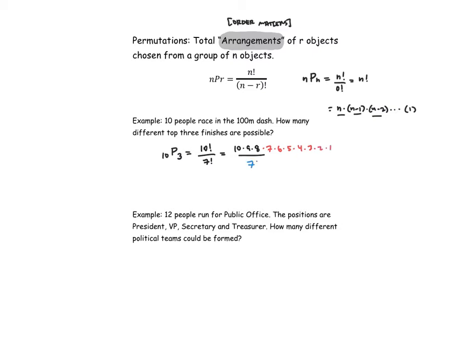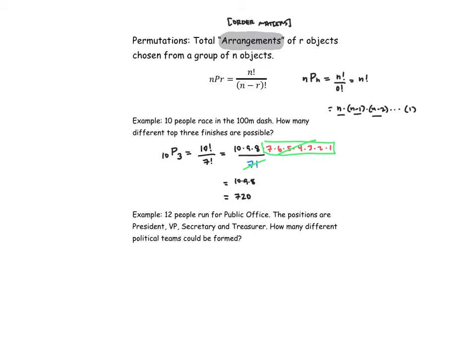Alright, if I divide by 7 factorial, you'll notice that by definition, the remaining portion of 10 factorial reduces out, and we say, see you later. So that would be 10 times 9 times 8, which is equal to 720. 720 different top 3 finishes.